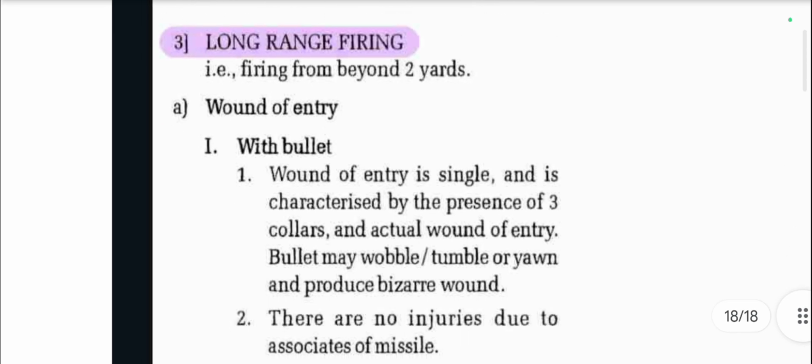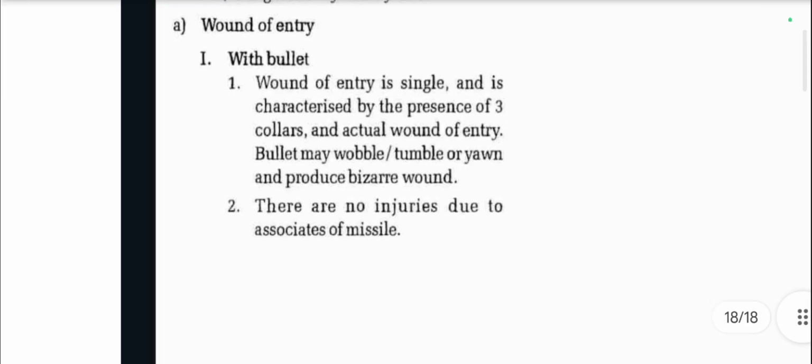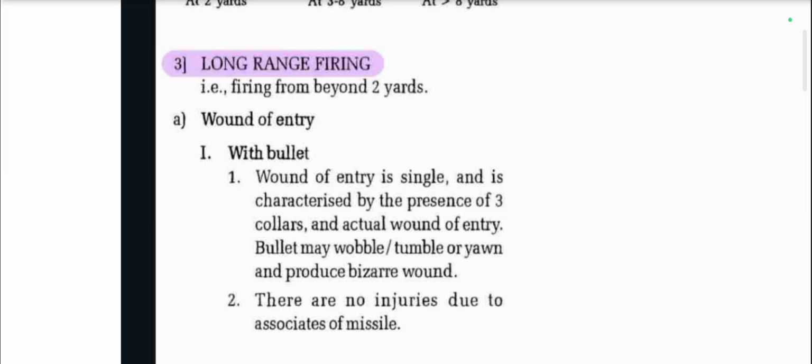What is long range firing? Firing beyond 2 yards. Wound of entry. With bullet, wound of entry is single and is characterized by the presence of 3 collars and actual wound of entry. So 3 collars are there and actual wound of entry is also there. Bullet may wobble, tumble or yawn and produce bizarre wound. There are no injuries due to associates of missile because it is obviously long range firing. That is why there is no associate missile injuries.